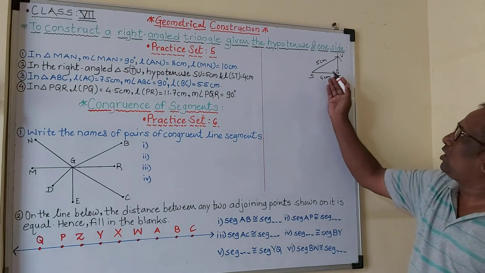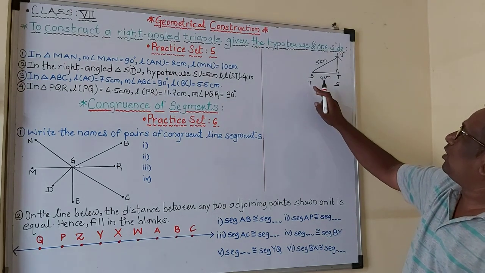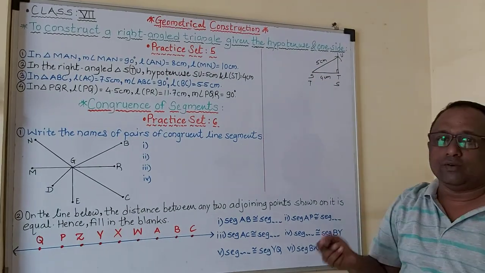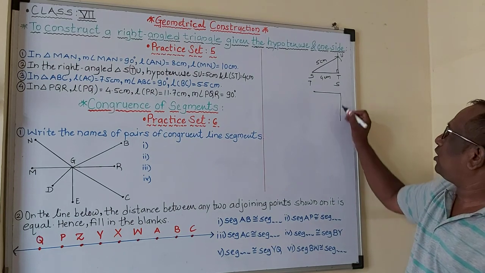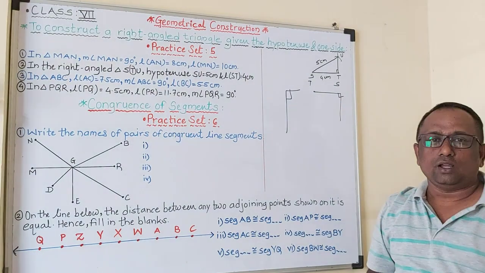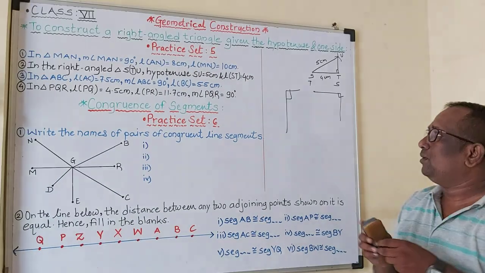See students, you can draw this another way also. If you write T here and S here, then from here also you can draw. There are many ways. For example, you can draw downside also, this way also. Understood? So now we draw a fair figure.